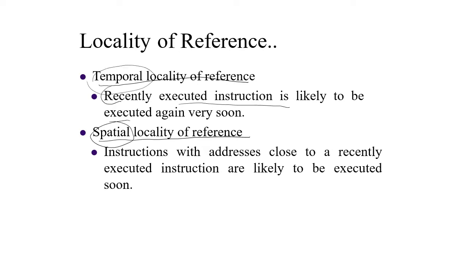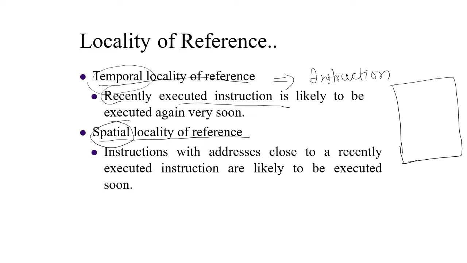Temporal means the recently executed instruction is likely to be executed again. In case of temporal, it is the same instruction that gets executed again. Whereas in case of spatial, the instructions with addresses close to the recently executed instruction are likely to be executed. If we have a memory, once the program is written in a higher level language or assembly language, it will be converted into machine language and stored in the memory.